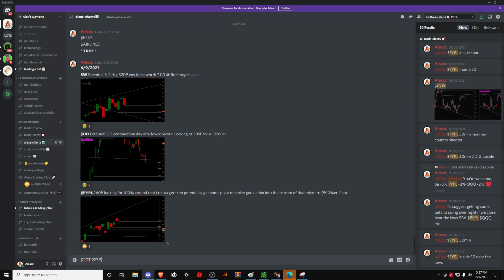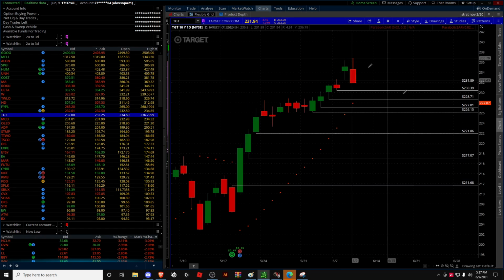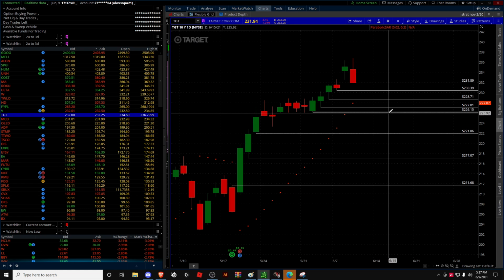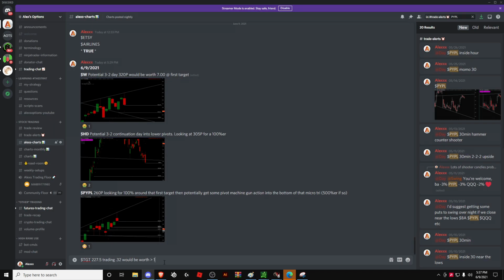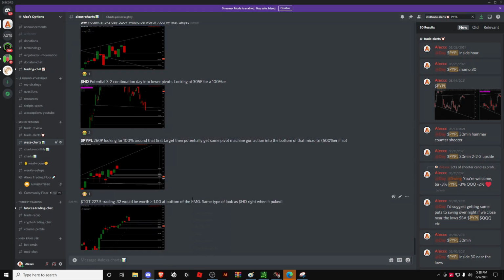The 227.5 put is trading at around 32 cents. It'd be worth intrinsic value at over 100 at the bottom of that pivot machine gun. Same type of look as HD right when it puked. And just throw that in there.